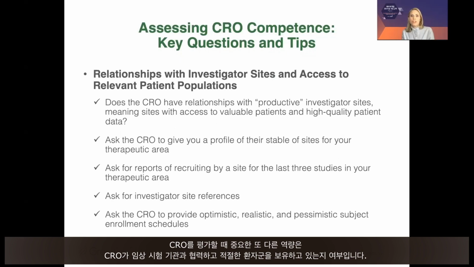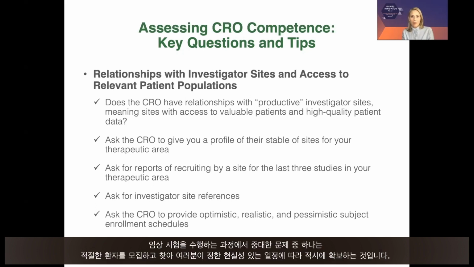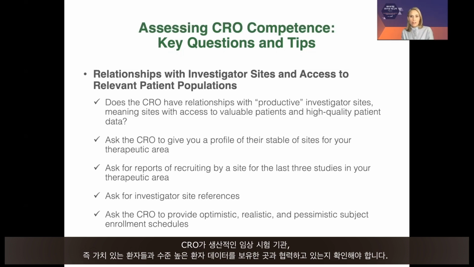This is a really key one too, I think, in assessing CRO competence, and that's, does the CRO have relationships with investigator sites and access to relevant patient populations? One of the real challenges oftentimes in conducting trials is enrolling the right types of patients and finding those patients, and being able to do so in a timely fashion in accordance with the timelines that you've set forth and believe are realistic. And you want to ensure that the CRO has relationships with productive investigator sites, meaning sites that have access to valuable patients and high quality patient data.